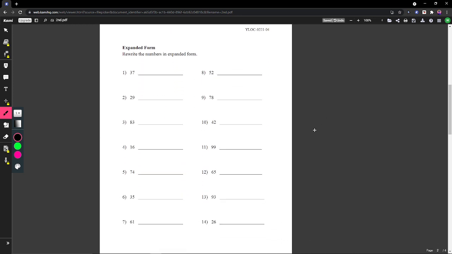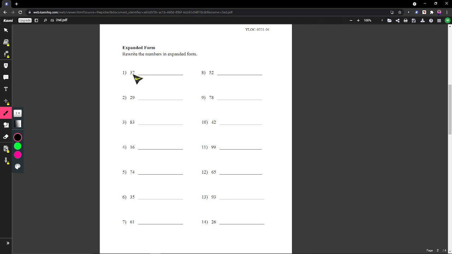Going on to our second part, we have something called expanded form. So expanded form may be a little tricky. What they want you to do is rewrite the numbers in this kind of form. Expanded form is where you will just separate the numbers. Now that may sound confusing, but I can definitely show it to you.